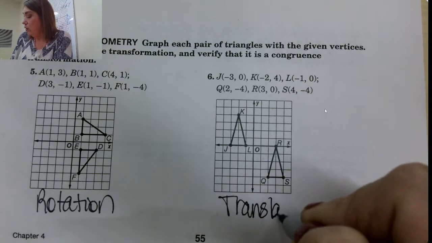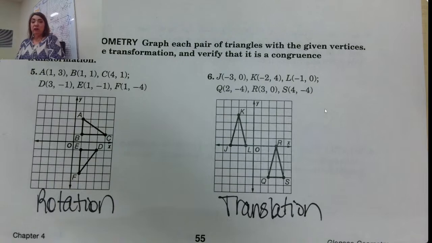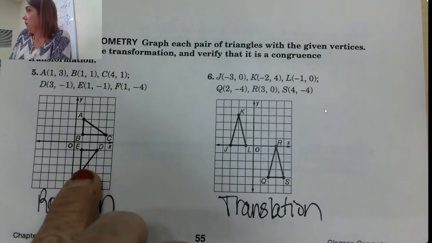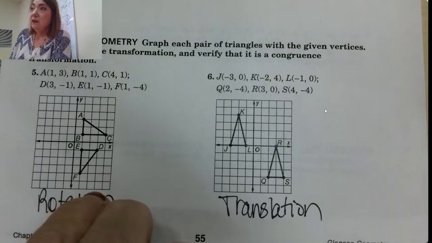Now, how could we prove that it's a congruent transformation? That's possible. So we could use the slope of all the lines to see if they have the same slope. But is that going to work if we have a rotation? That's not going to work if we have a rotation, is it? Okay.